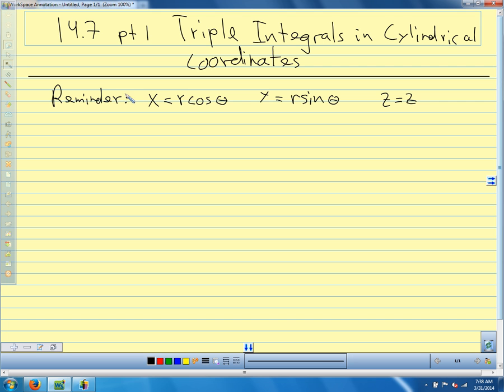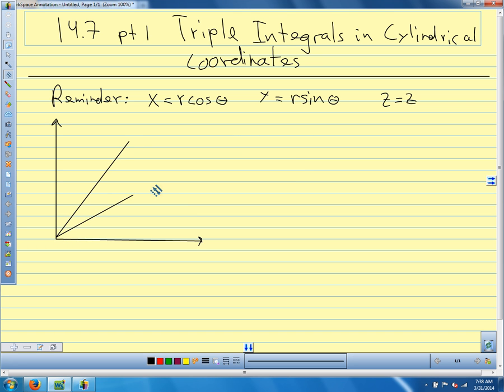So when we talked about polar coordinates, we approximated the area. Let me just sketch a little picture here. We approximated the area in the plane, when we were talking about double integrals with polar coordinates in the plane, with this little polar rectangle. Here was our region, and we said this was delta r sub i, and this angle was delta theta sub i.